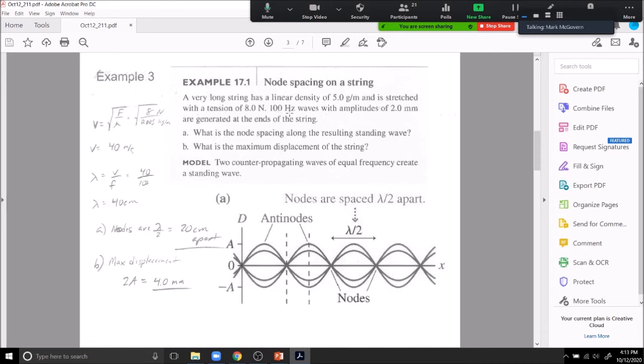The string has 100 hertz waves with amplitudes of 2 millimeters. The maximum displacement, because it's 2 waves and it's a standard wave pattern, will be 4 millimeters. Okay, because you're going to be doubling that, because at your antinodes is where you have complete constructive interference, you'll have double the amplitude. At the nodes, it's complete destructive interference. There's no amplitude there. Great. Let's do the next example.